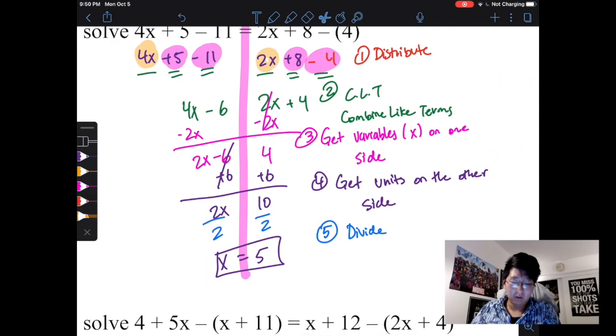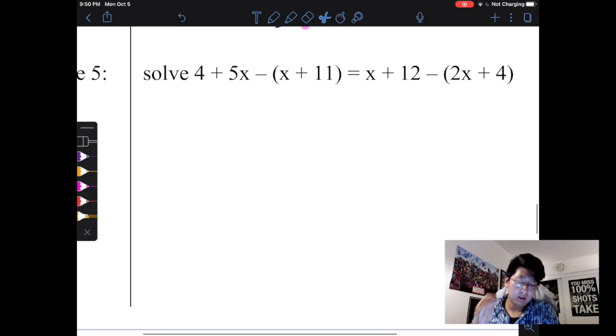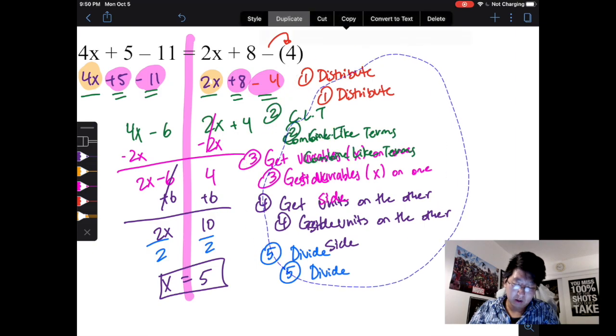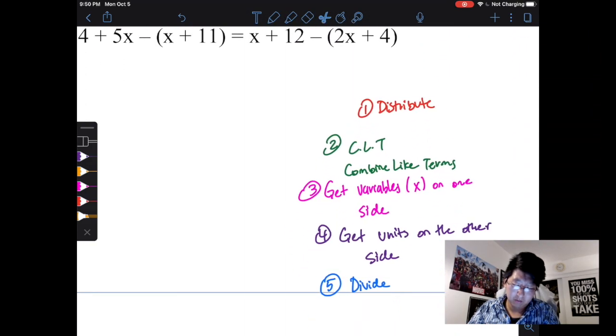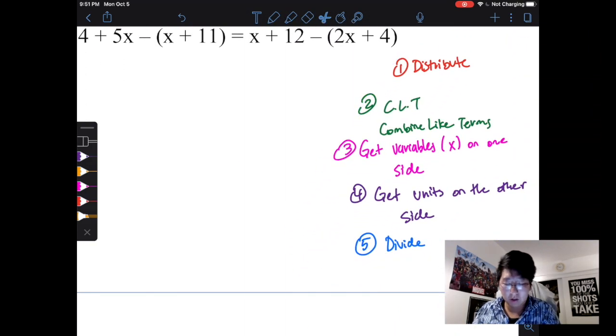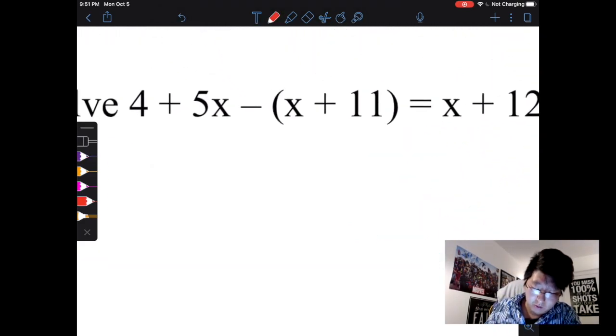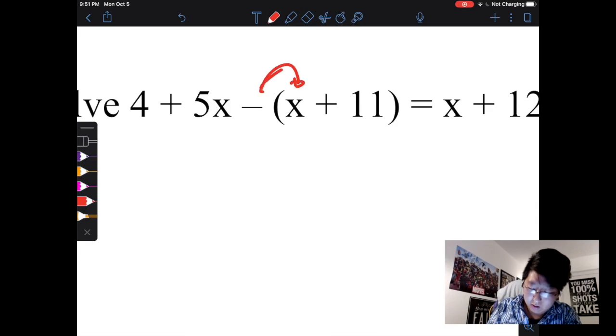Alright, let's do this again. This time we have a huge problem, but that's not a problem for us because we're going to follow our guide right here. So I'm going to highlight this and duplicate it. We're going to follow our steps here. The first step is distribute. So let's distribute and get rid of opposite land.